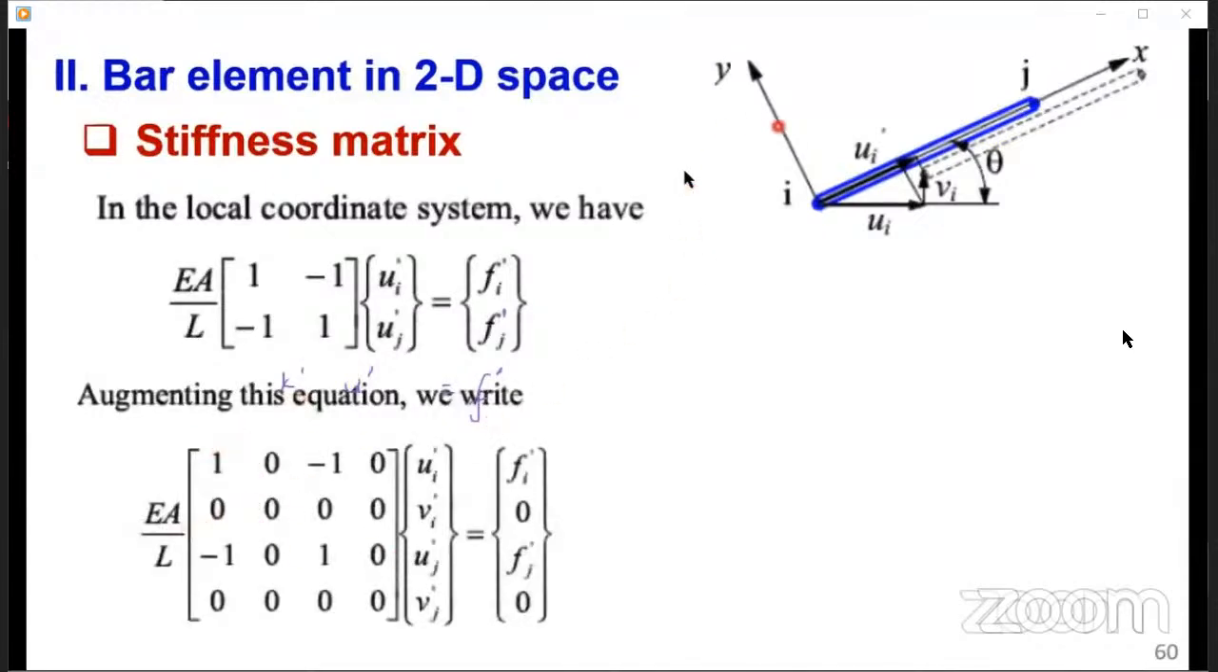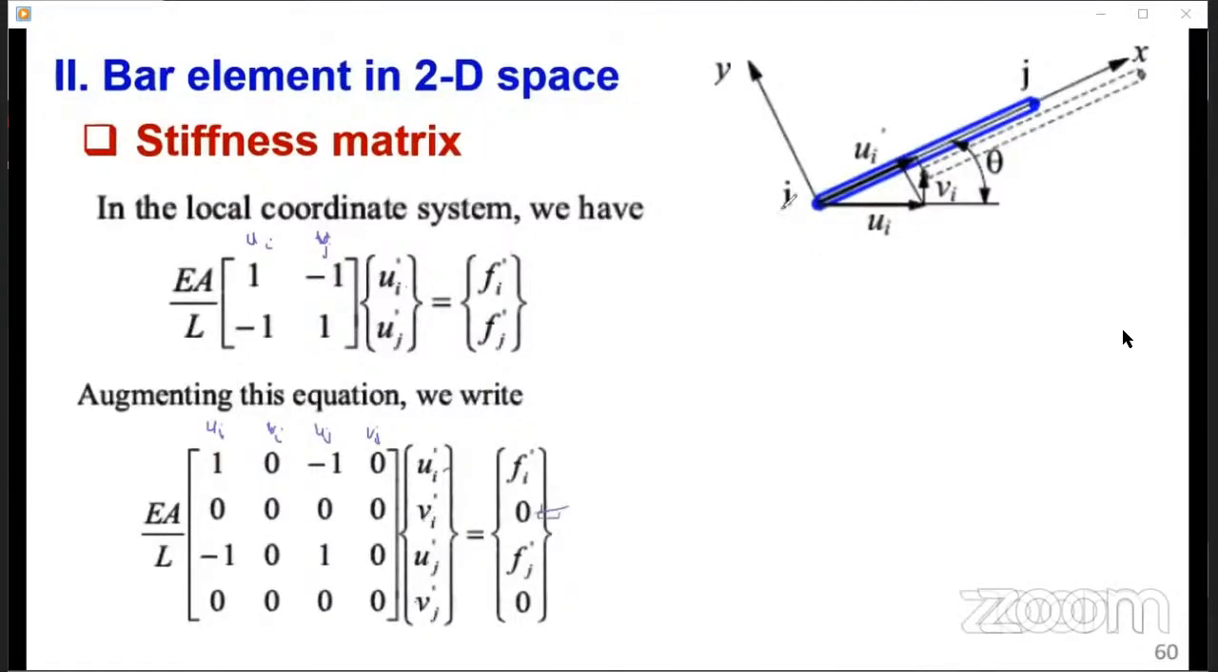Augmenting this equation, what we are saying is that the equation at the top here just had the U and the V, UI, UJ. But now, because of the nature of the orientation of our member, we have the vertical component of each node. That's the one we are introducing. So we are going to augment it, expand it: UI, VI, UJ, VJ. Because of course you can see this element, UI, VI, UJ, VJ.